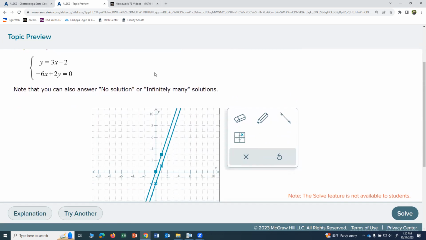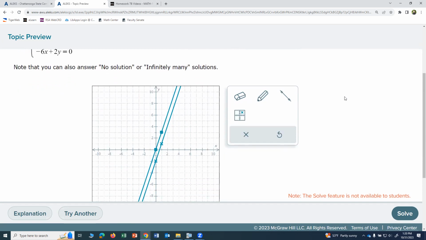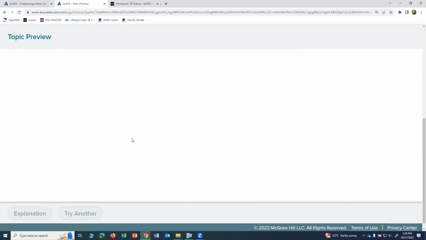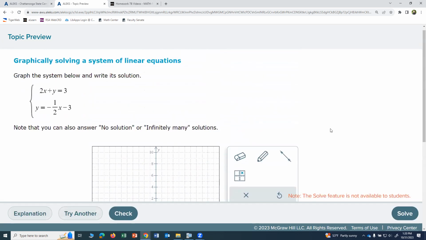All right, so if they cross at a point, that point is your solution. If they're parallel, then that's no solution. If they end up being the same line, then they give infinitely many solutions. Let's do one more and then we'll stop. So here's one more.